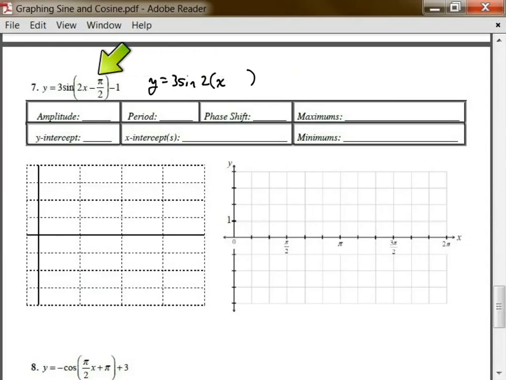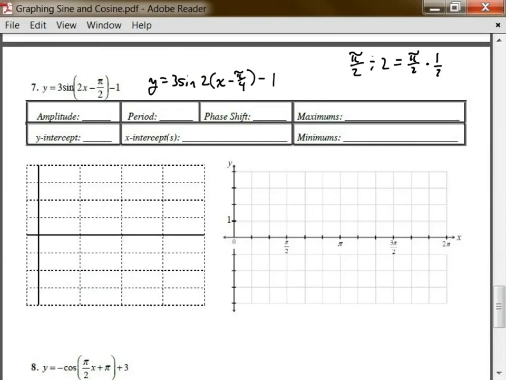Now I have to divide the pi over 2 by 2. Let me write this out just so I don't lose anybody. If I divide this by 2, that's the same as saying pi over 2 times 1/2, times the reciprocal. So we get 1/4, and it's minus. So I get, wait, 1/4? No, pi over 4. Okay, so pi over 4. And then we have our minus 1.